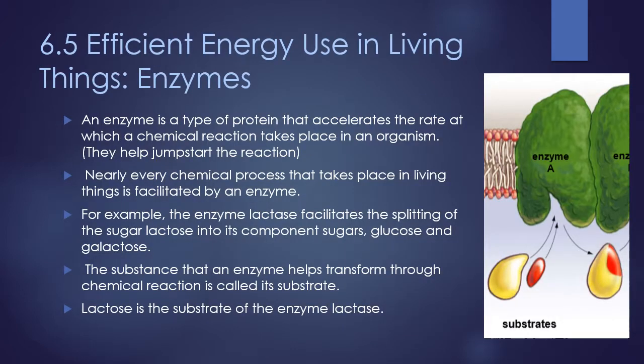Now we've talked about ATP being the energy source for all of these reactions. These reactions also take something else to help them run, and these are called enzymes. This is in section 6.5 of your textbook. An enzyme is a type of protein that accelerates the rate at which a chemical reaction takes place in a living thing. So they help jumpstart the reaction and help the reaction go. Nearly every chemical process that takes place in a living thing is facilitated or helped by an enzyme.